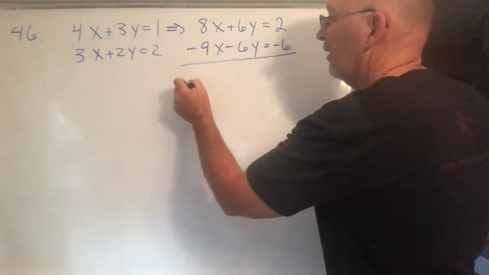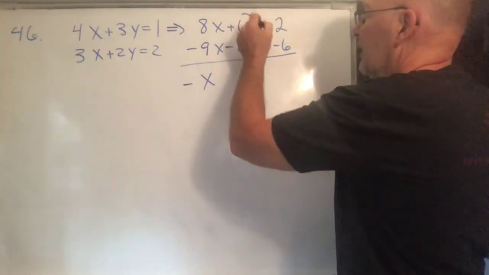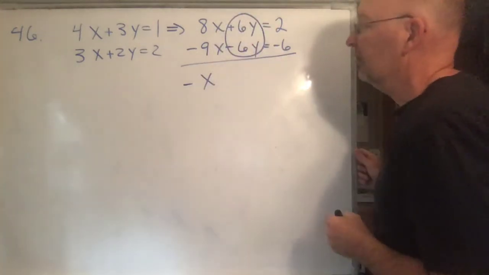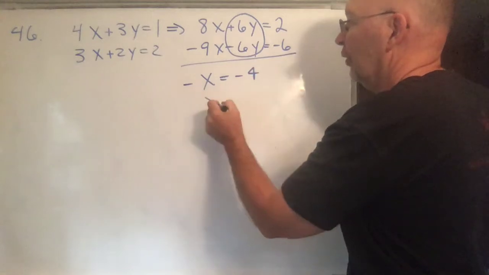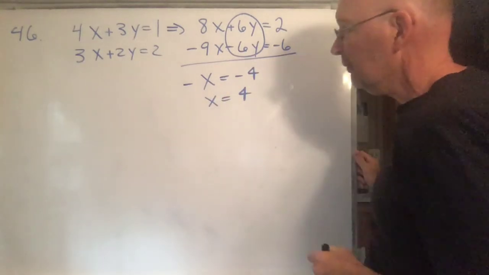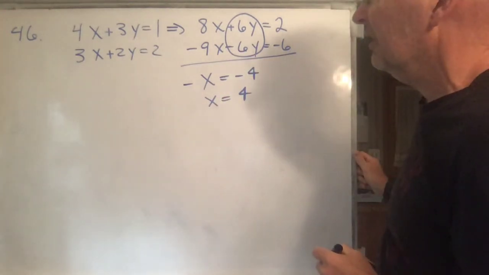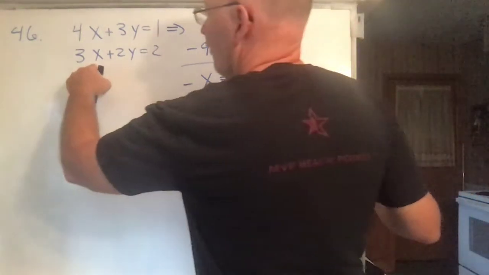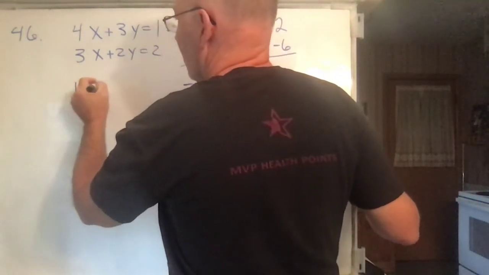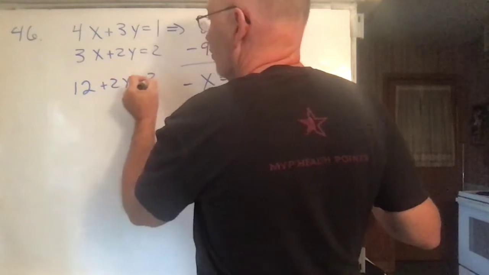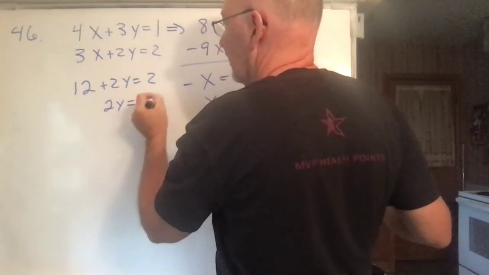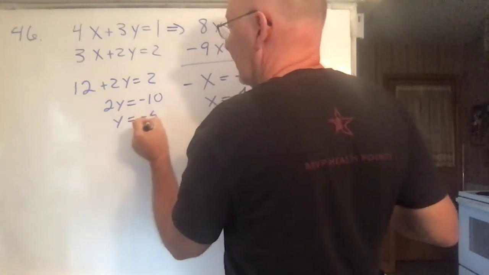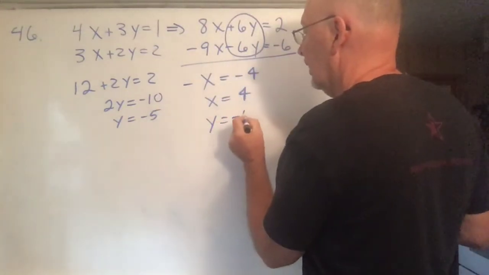The reason for doing it is because now I can just add these together. If I add them together, I'm going to get negative x. I've eliminated, hence the name, elimination, the y's, is equal to negative 4, and so x is equal to 4. Once you find x, then you can easily find y. If you stick a 4 in here, you're going to get 12 plus 2y is equal to 2. So 2y is equal to negative 10. So y is equal to negative 5.